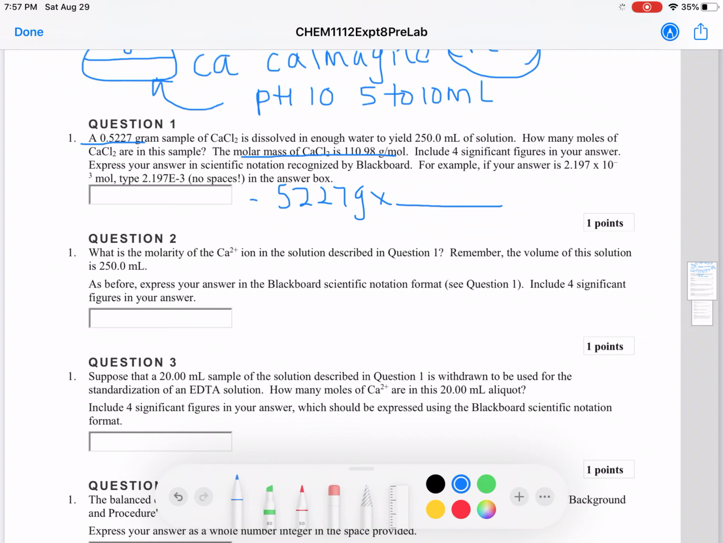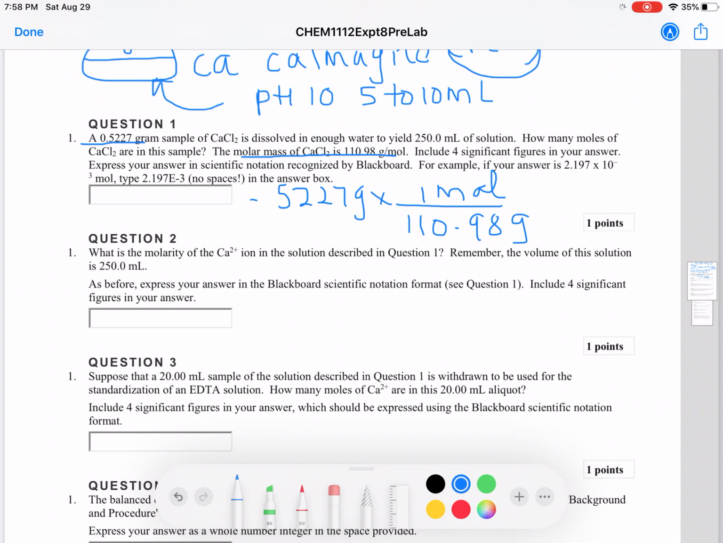So the molar mass units are grams per mole. So the gram has to be in your denominator, right? So you want the moles as your final answer. So 110.98 grams per mole. So 1 mole is 110.98 grams. So 0.5227, you divide it by 110.98.